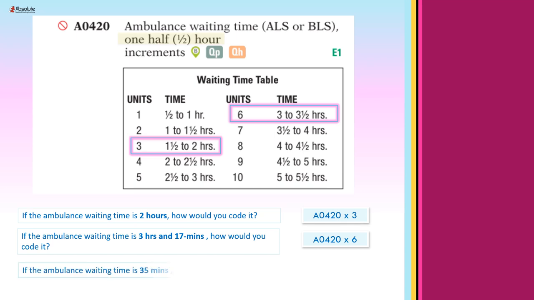Now what about, finally, actually this is the last one, if the ambulance waiting time is 35 minutes, how would we code it? Yes, good job, A0420. Of course, again, because this is only coding for per 30 minutes increment. So for 35 minutes, you only would just need a code A0420. Great job, everybody. And thank you so much for your participation.